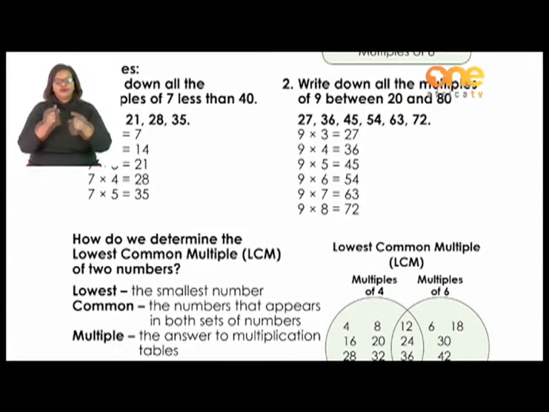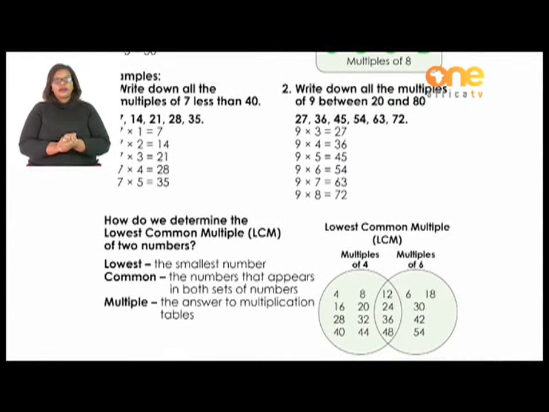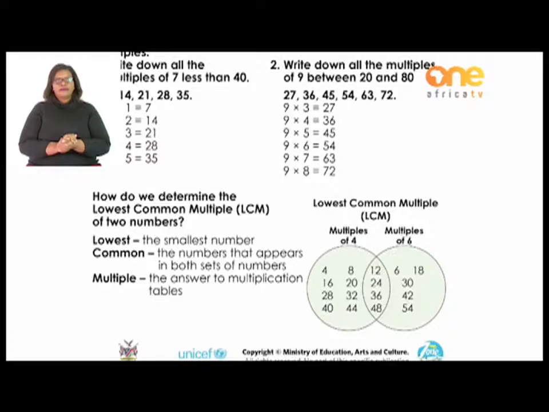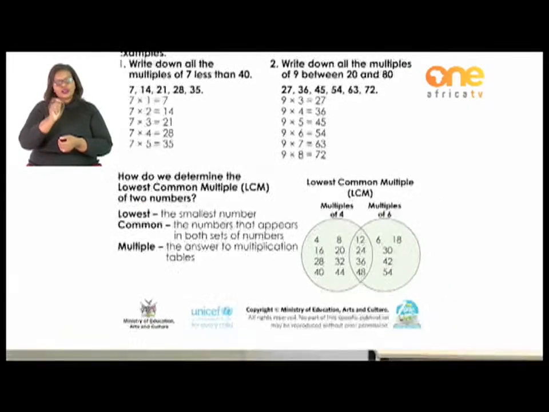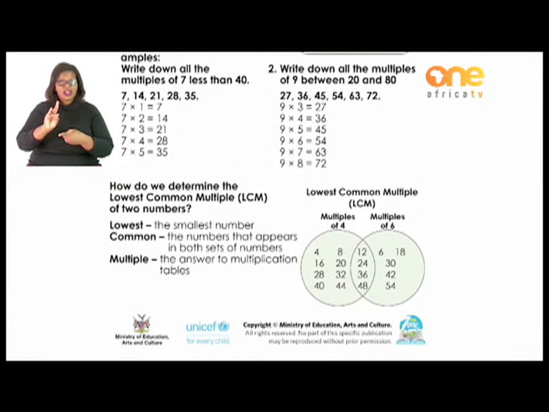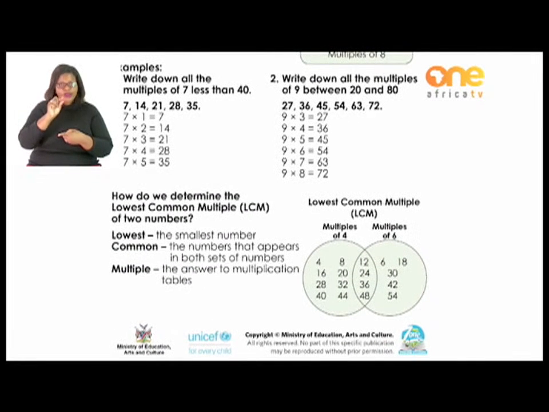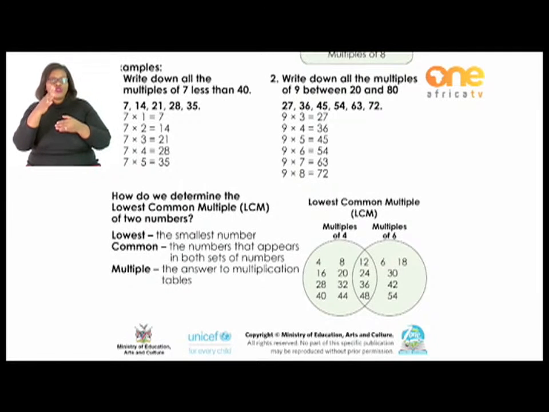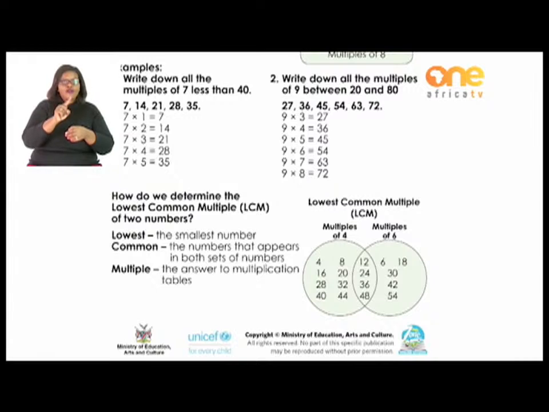We go to our examples. If you are asked to write down all the multiples of 7 less than 40. Remember, the multiples of 7 less than 40: 7, 14, 21, 28, and 35.